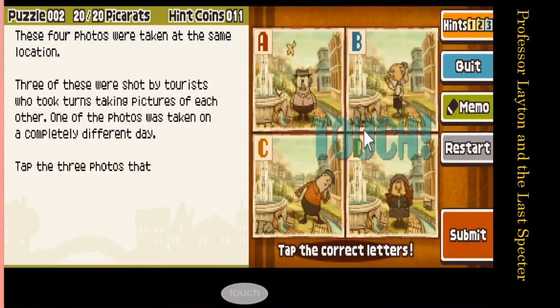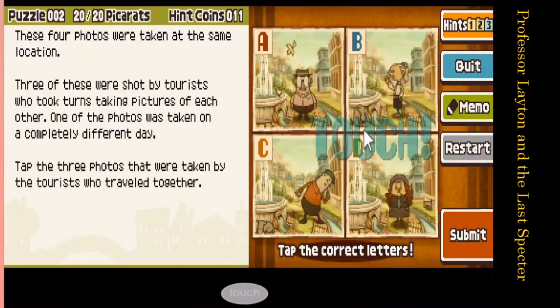These 4 photos were taken at the same time, at the same location. Three of these were shot by tourists who took turns taking pictures of each other. One of the photos was taken on a completely different day. Tap the 3 photos that were taken by the tourists who traveled together.